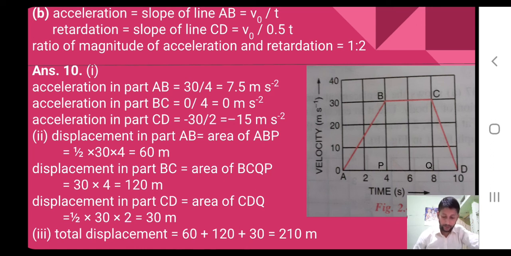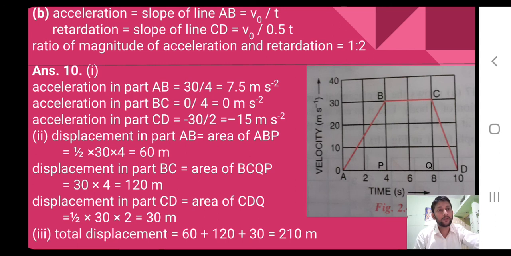Second part is to find the displacement in each part. In a velocity time graph, if you have to find the displacement, you have to find the area enclosed by the graph with the time axis. So displacement in part AB is the area of ABP. Again I have plotted these points P and Q here for our convenience. So the area of ABP is equal to half into 30 into 4, which is equal to 60 meter. Displacement in part BC is the area of rectangle BCQP. The area of a rectangle is length into breadth. So 30 into 4, which is equal to 120 meter.